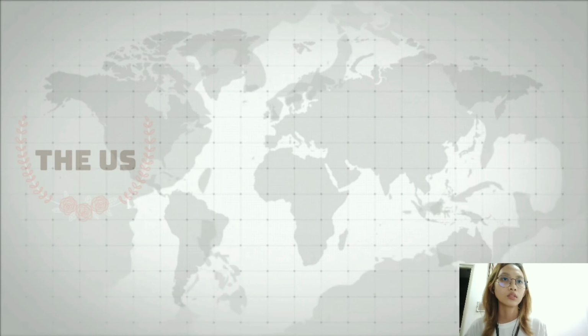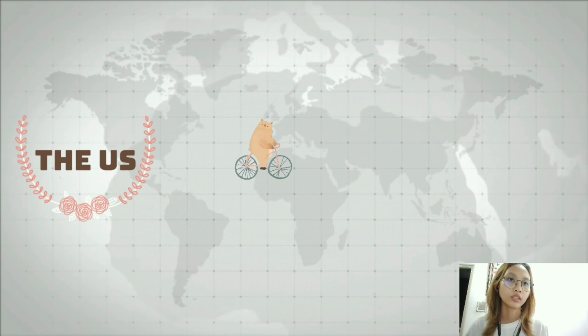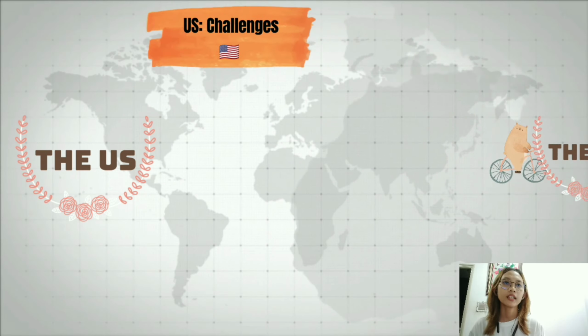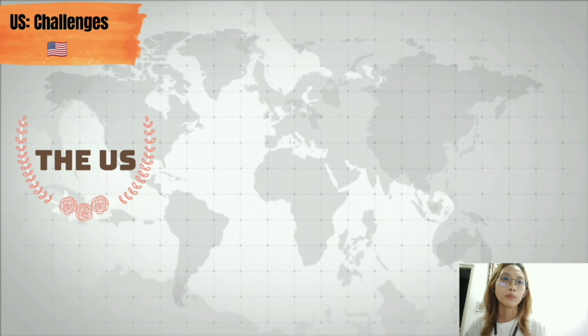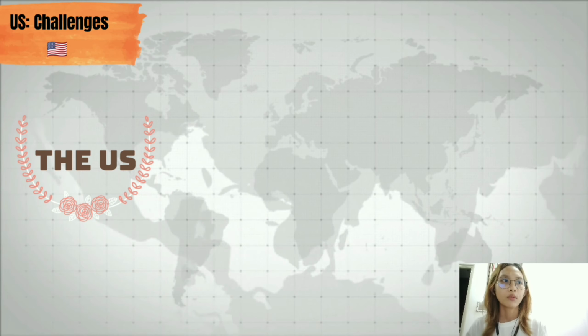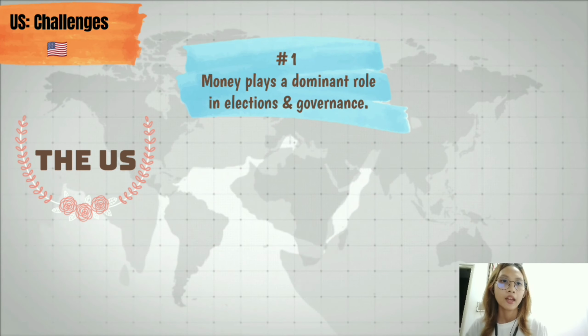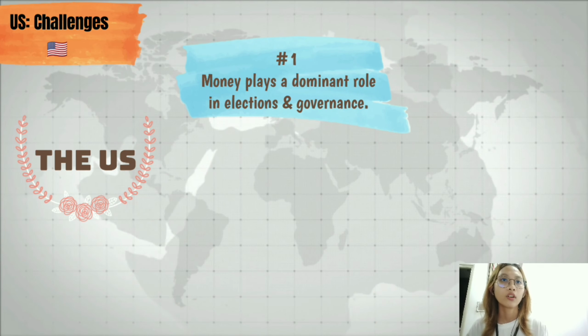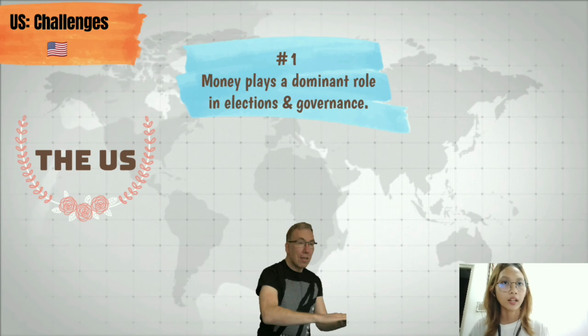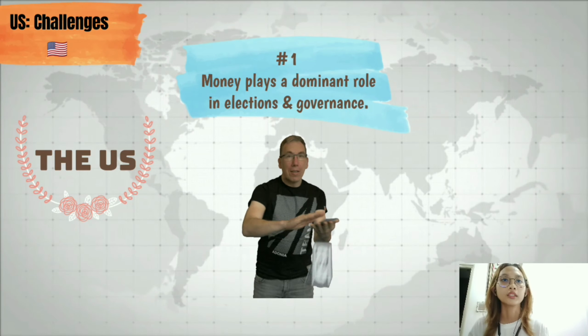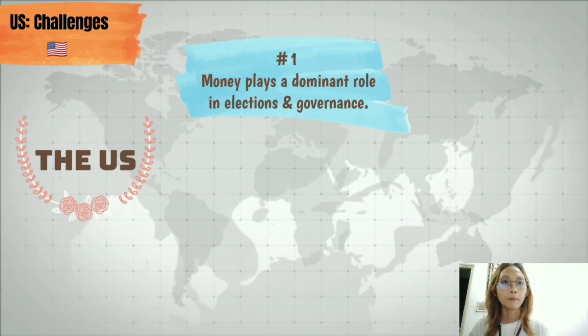First of all, we're going to look into the United States, and then we will be moving on to the United Kingdom. For the United States, we're going to highlight three main challenges that they are facing. First of all is the money players who dominate the role in economics and politics. The money players here refer to the wealthiest people in America who donate a lot of money to the PAC.